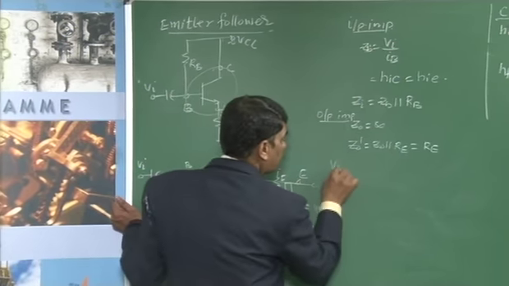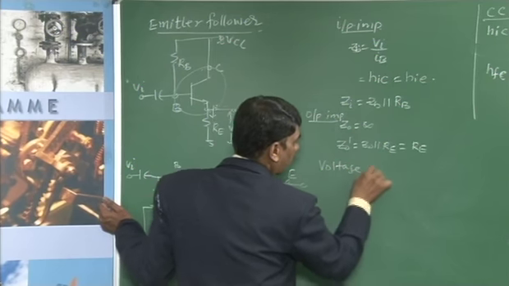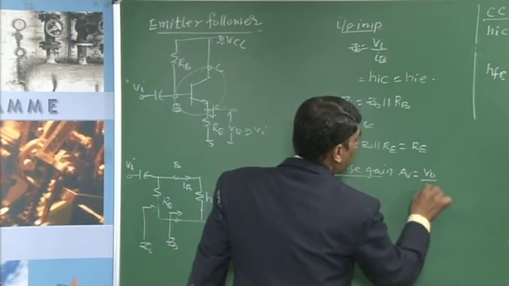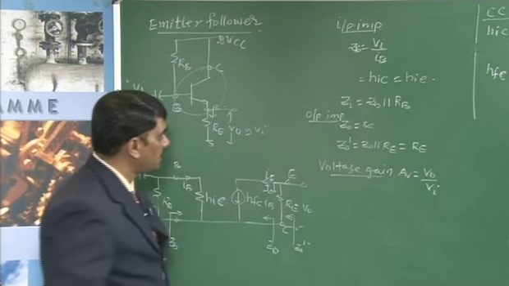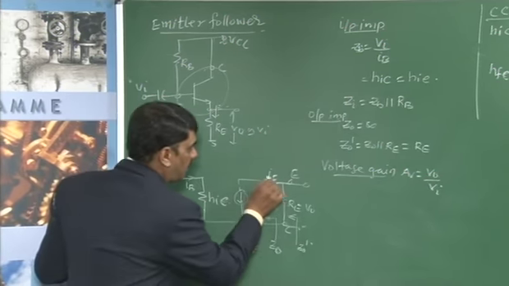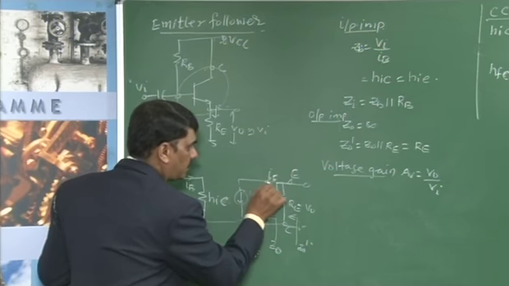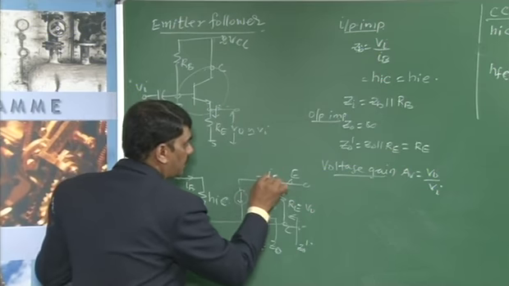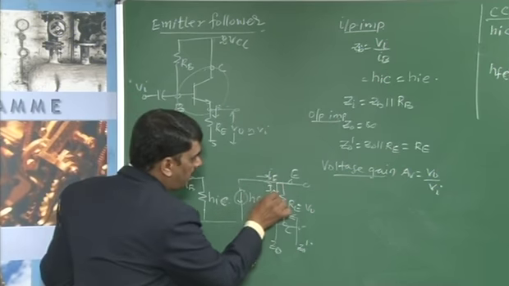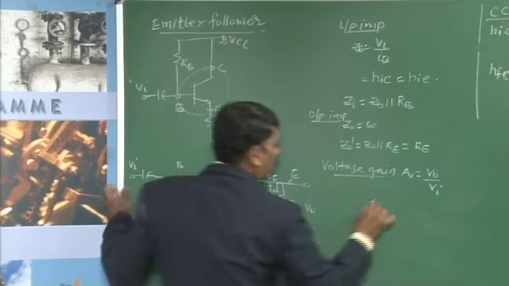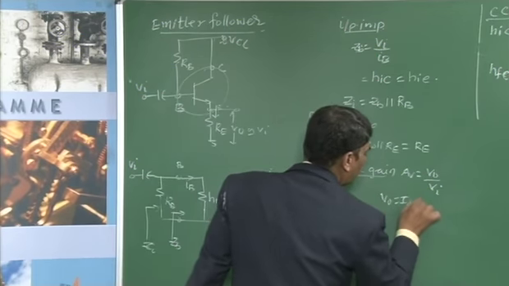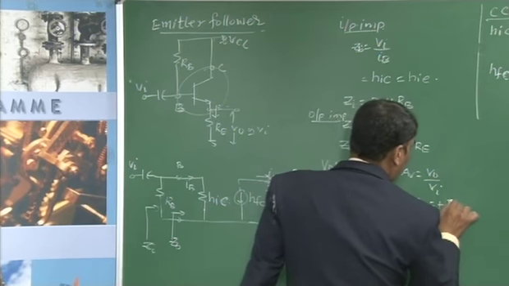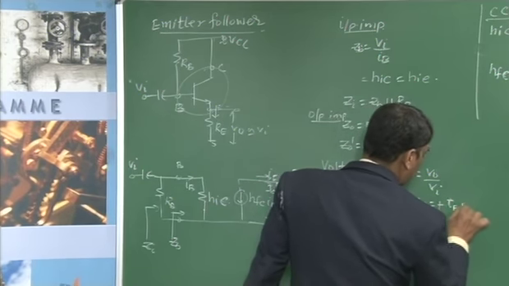Next, the voltage gain AV. AV is equal to V0 by Vi. What is V0? Because this current is the emitter current flowing through, and this current leaves, therefore you have to consider this IE. IE and I0 are in the same direction, therefore V0 is equal to I0 into RE. This is also equal to plus IE times RE.